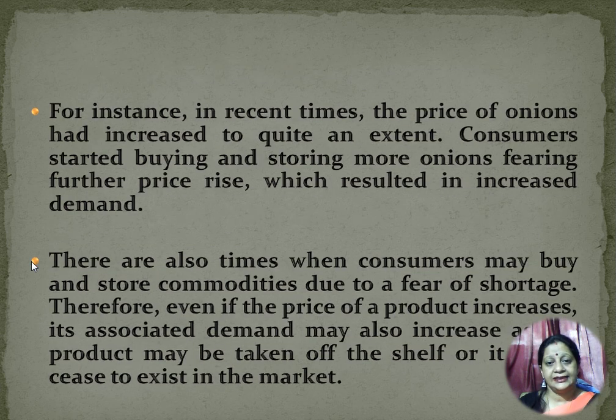For instance, in recent times, the price of onions has increased to quite an extent. Consumers started buying and storing more onions, fearing further price rise, which resulted in increased demand. There are also times when consumers may buy and store commodities due to fear of shortage. Therefore, even if the price of a product increases, its associated demand may also increase and the product may be taken off the shelf or cease to exist in the market.